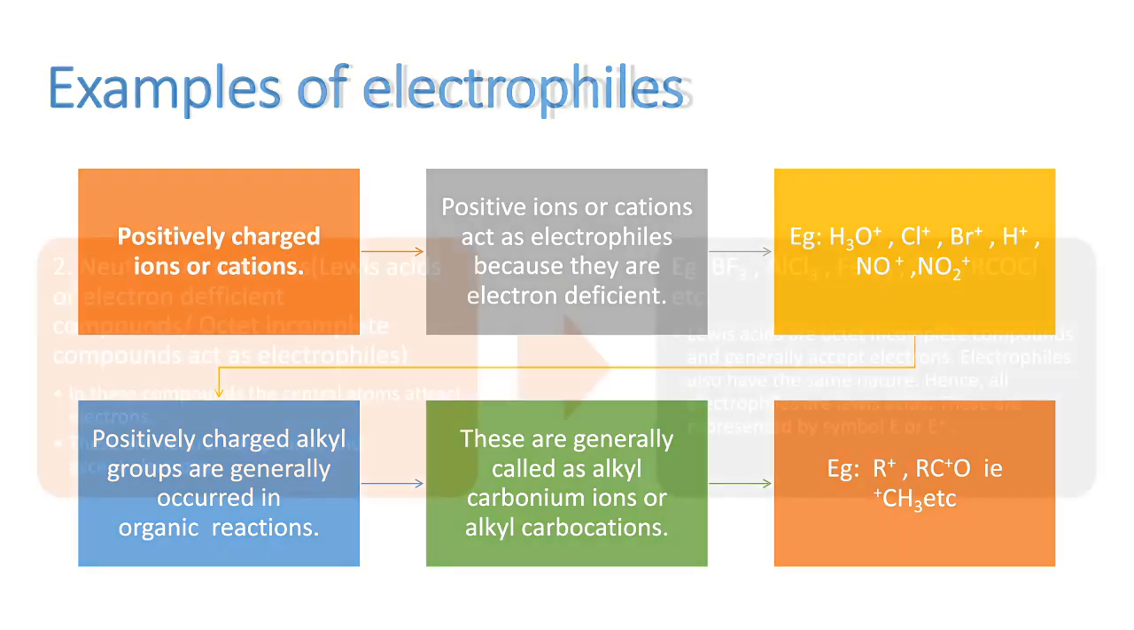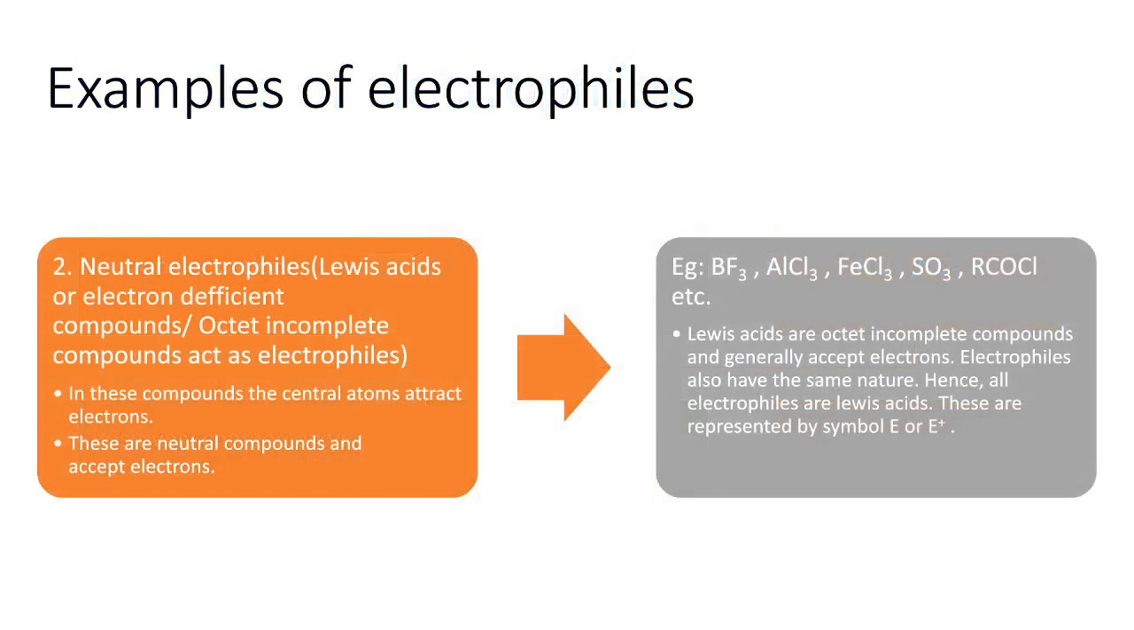Sometimes, instead of positively charged ions, neutral molecules also act as electrophiles. Lewis acids are electron deficient compounds. Electron deficient compounds means octet incomplete compounds. They also act as electrophiles.